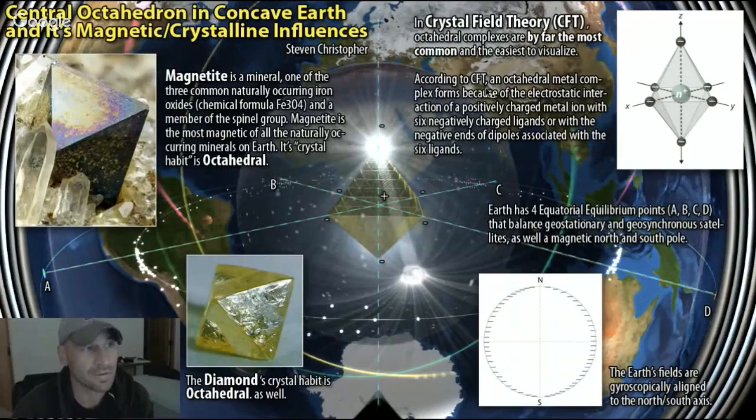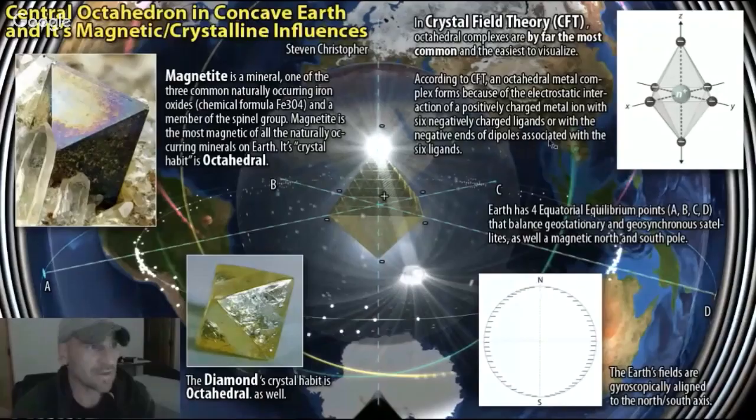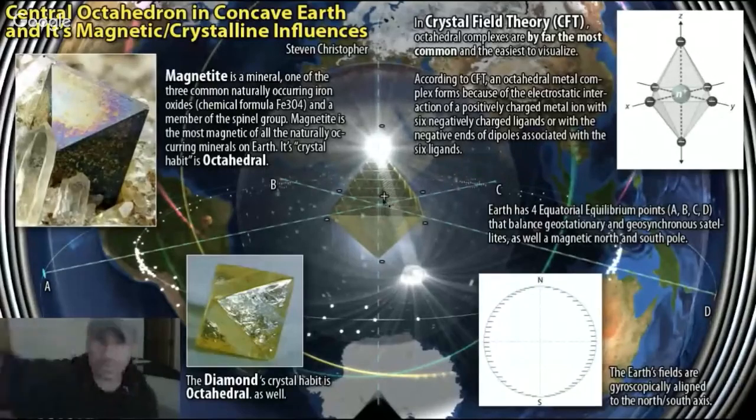According to CFT, an octahedral metal complex forms because of the electrostatic interaction of a positively charged metal ion with 6 negatively charged ligands, or arms here, with ends of dipoles associated with the 6 ligands. So in the middle, you have the positive, middle of the earth, middle of the heaven, tree of life, whatever you want to call it. It's emanating this positive push. Remember the ether push. You're being pushed to the earth. Everything is being pushed from the center.